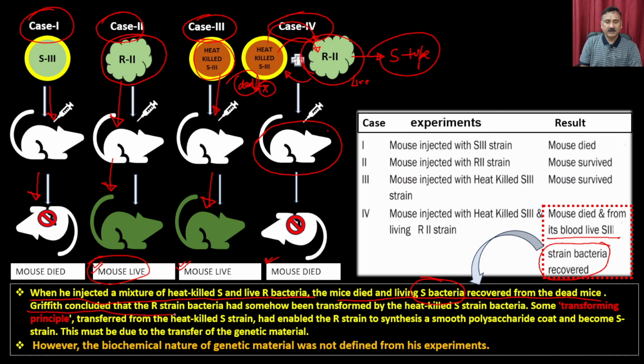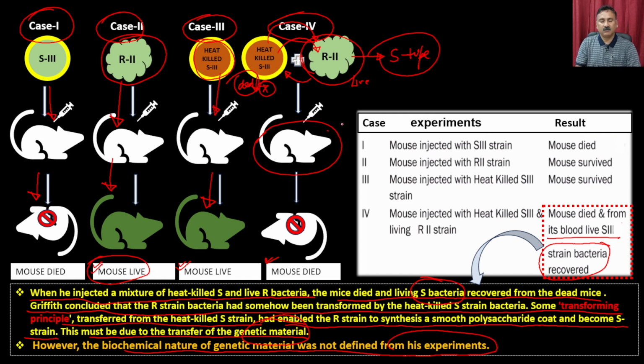So Griffith concluded that the R type bacteria had somehow been transformed by the heat killed strain bacteria. Some transforming principle transferred from the heat killed S strain had enabled the R strain to synthesize a smooth polysaccharide coat and become the S strain. This must be due to the transfer of genetic material from the S type bacteria to the R type bacteria. However, the biochemical nature of the genetic material was not defined from this type of experiment. So we still don't know what is actually being transferred, whether DNA, protein or RNA. So then they did further experiments.